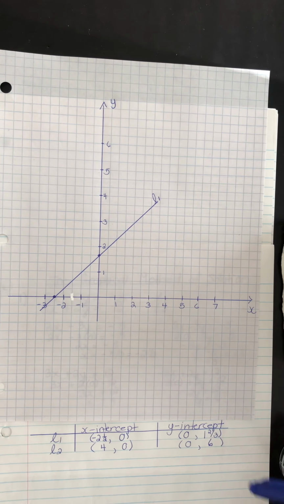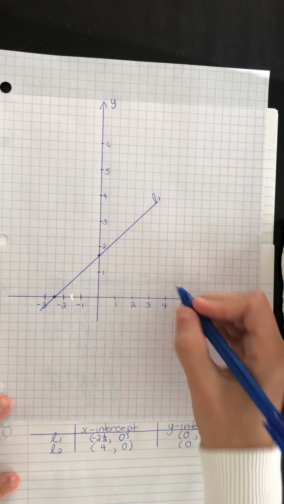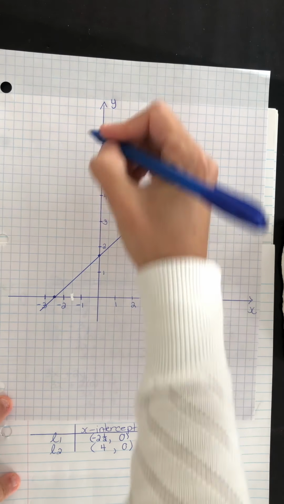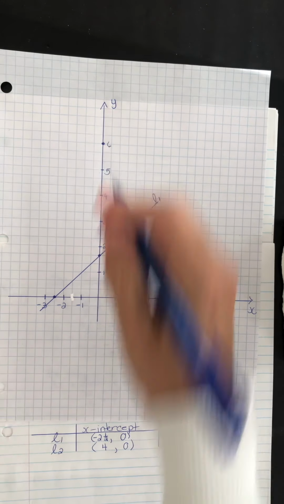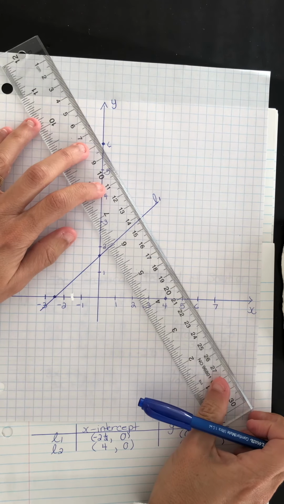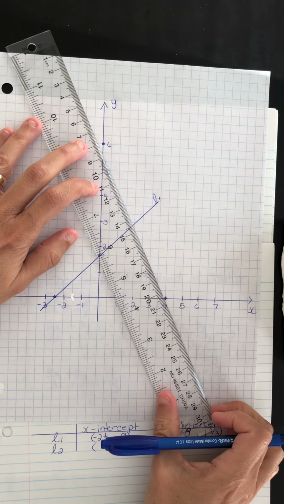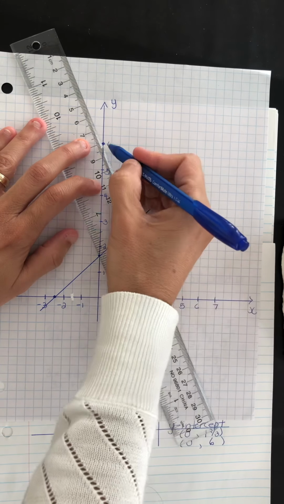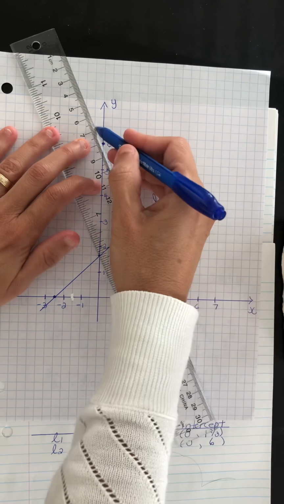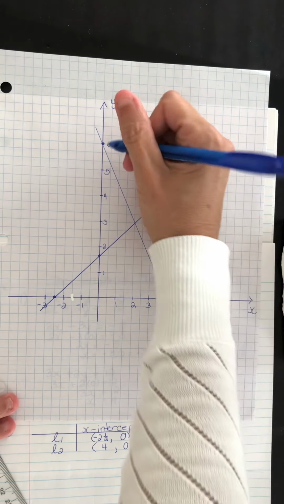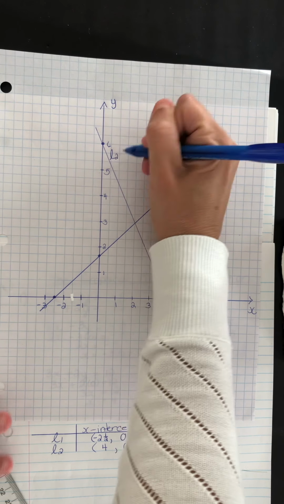Okay, now let's do line 2. So 4, 0, right there. 0, 6 is right here. And so now I have to connect those two with a straight line. Make sure you get the corner of the squares. Okay, just like that. Beautiful. So that is line 2.